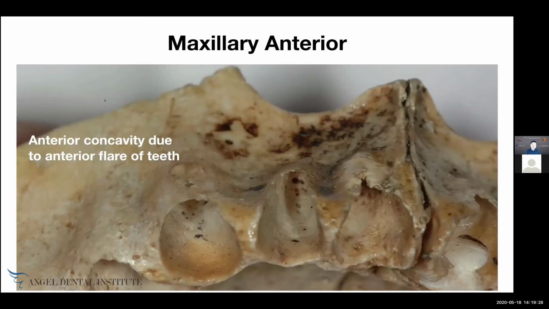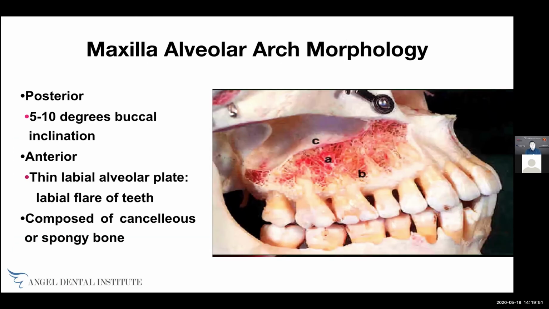Okay, maxillary anterior, this is the hardest region to work on, and it's because of the nature of the maxillary anterior. It has a thin facial bone, and there's an anterior concavity due to the anterior flare of the teeth there. So you have to be careful how you place the implant here. Maxillary alveolar arch morphology, if you look at it like the diagram here, the posterior area, there's usually a 5 to 10 degree buccal inclination, okay? So there's an inclination inward buccally, so you have to be cognizant of that.